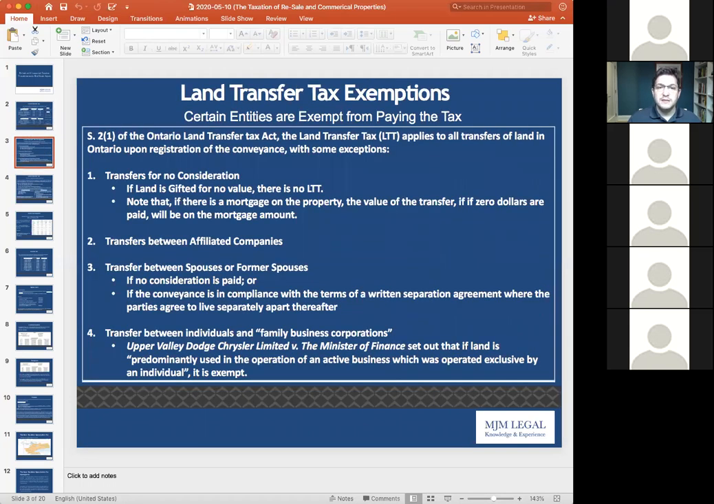All right, let's get to the meat of land transfer tax, the stuff that you guys actually do care about. So land transfer tax does not always have to get paid on every single transaction.